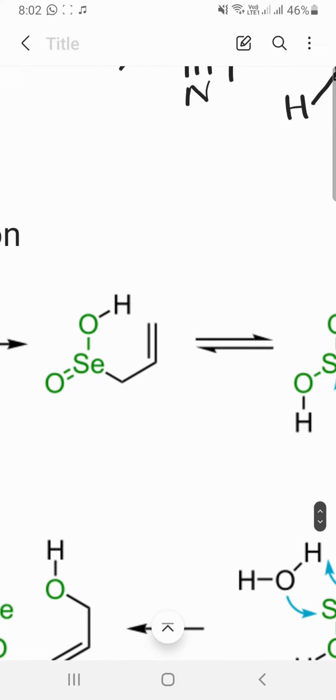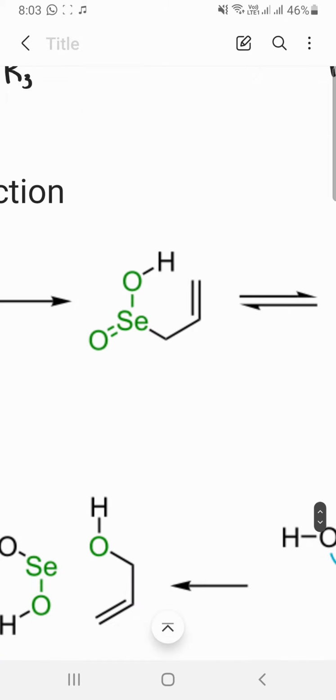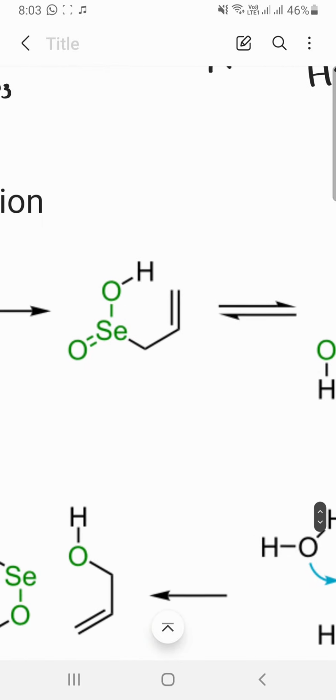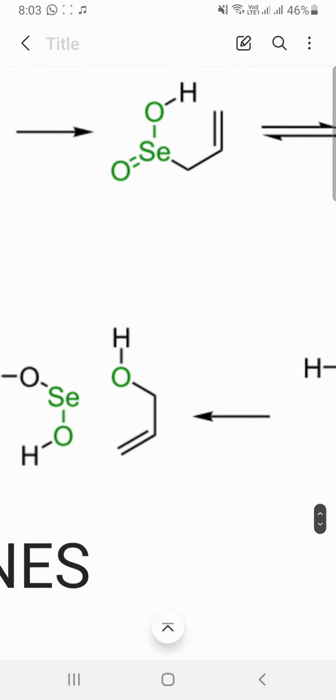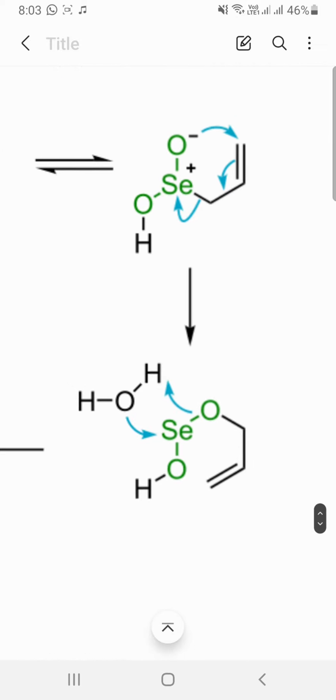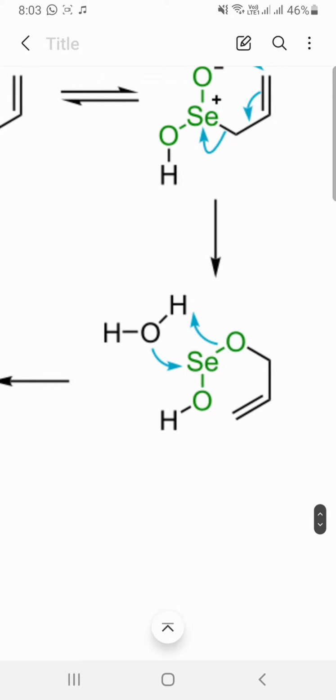Oh, okay, wait. Why even do that? Just to rotate the whole thing. Yeah, just rotate about this sigma bond over there, and then break the pi bond like that, and then show it attacking like that. And from this guy, okay, that's fine. And then what? Then it does hydrolysis.